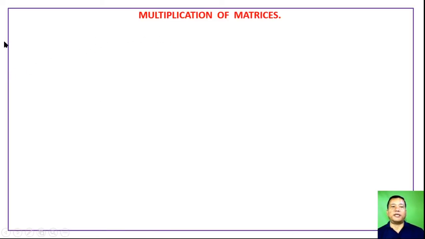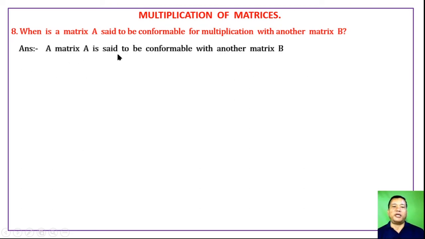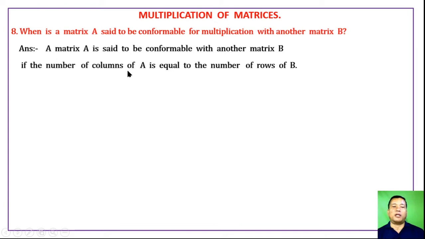Multiplication of matrices. When is a matrix A said to be conformable for multiplication with another matrix B? A matrix A is said to be conformable with another matrix B if the number of columns of A is equal to the number of rows of B.